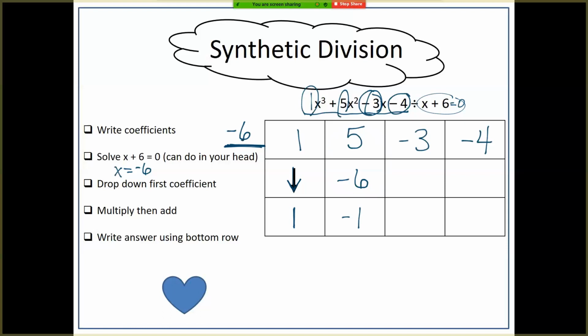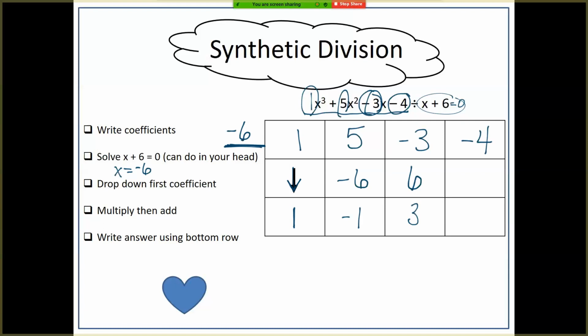Then our cycle starts over. We now have a new number in the bottom. We're going to multiply this number times this number, and it's going to go in this box. See if you can do it. So multiply those 2 together, put it in the box. So those multiply together to give me 6. And then I multiplied, now I get to add. So -3 plus 6 gives me +3.